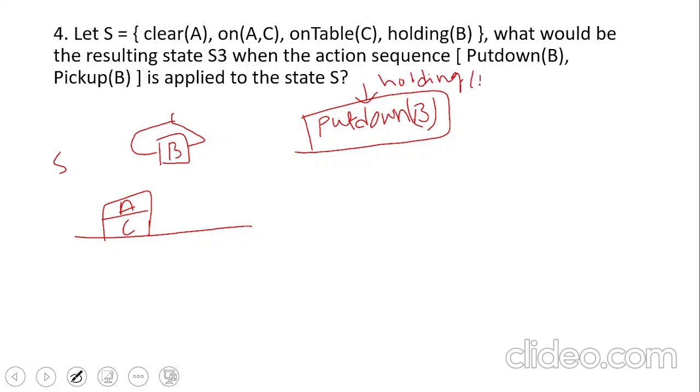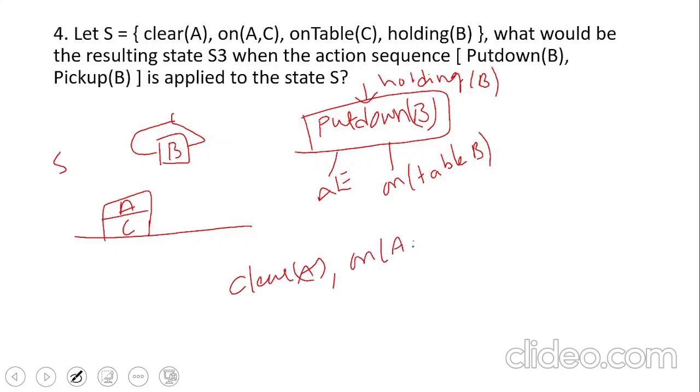Holding B is the precondition. Then the effects are arm empty and on table B. Now what will I get if I perform this one? The clear A on AC, we are not having any negative effects. On table C, arm empty. Next, on table B.